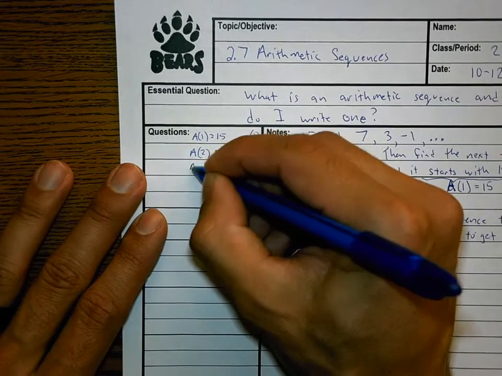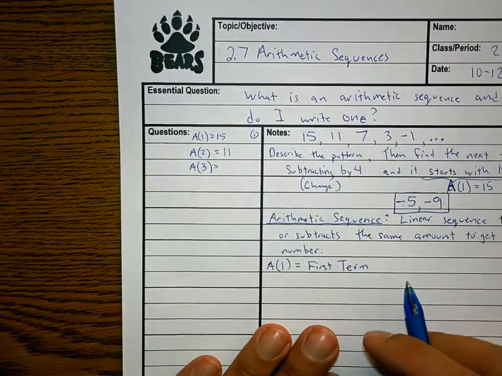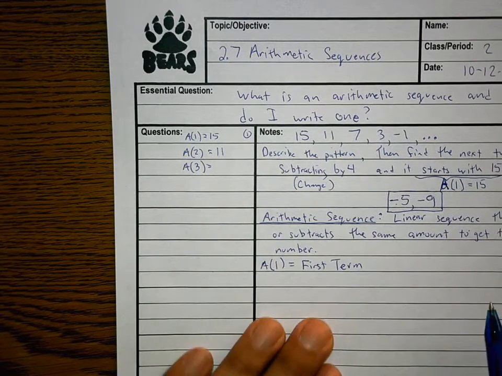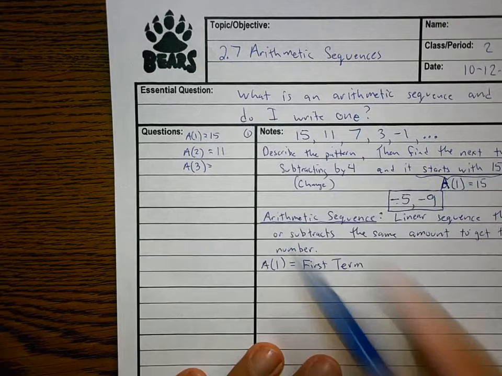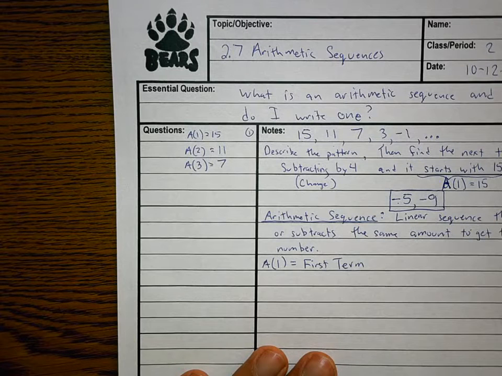Okay, so now here's checking for understanding. A3 equals blank. Tell the person you're sitting next to what A of 3 is for this example sequence. 7. If you said 7, which I overheard every single person of you said 7, you are correct. Good job. Simple, right?